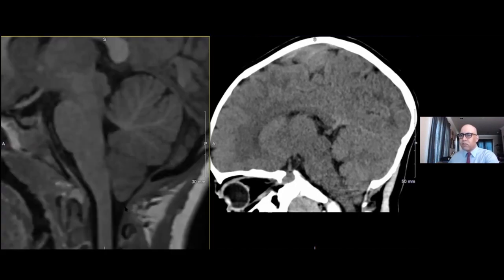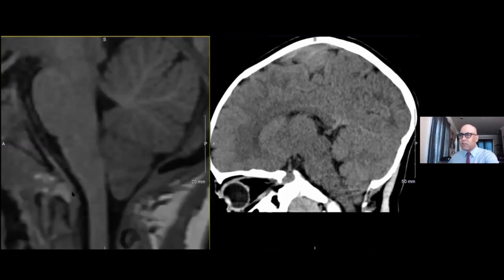MR, if we zoom in, allows us to see several landmarks. There is the basion, which is the inferior aspect of the clivus, in particular the basio-occiput portion of the clivus. And then we have the opisthion. The basion and opisthion represent the anterior and posterior margins of the foramen magnum.